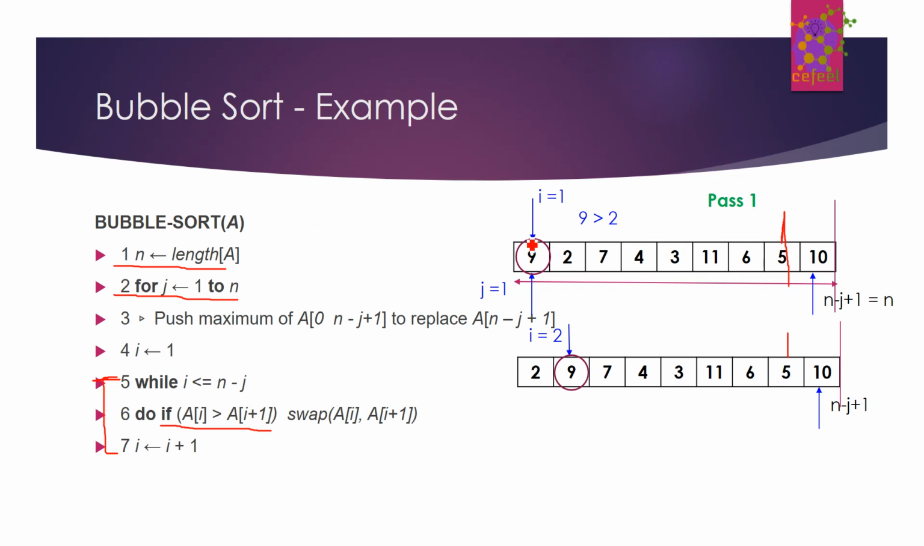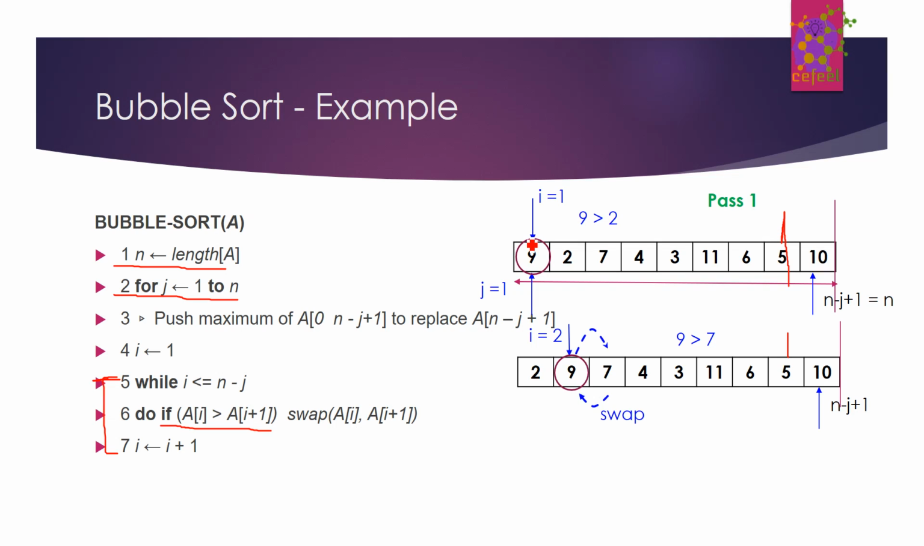I's end point is here, which means we have to again go and do the comparison, so we go to step 6 again, where ai and ai plus 1 are compared. In this case ai is 9 and ai plus 1 is 7, and notice 9 is again greater than 7, so we need to do a swap and replace 7 with 9 and 9 with 7. Essentially the maximum element 9 moves to the 3rd position.